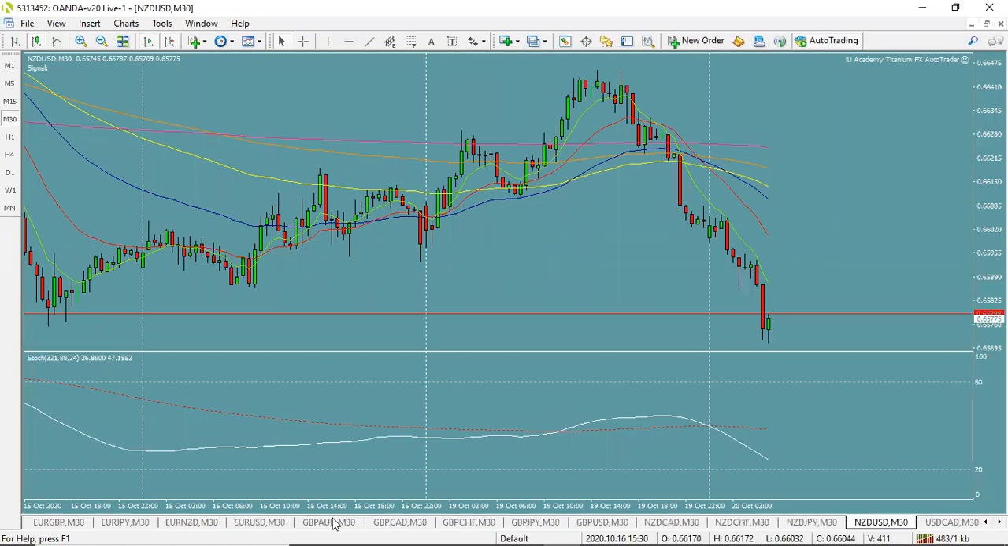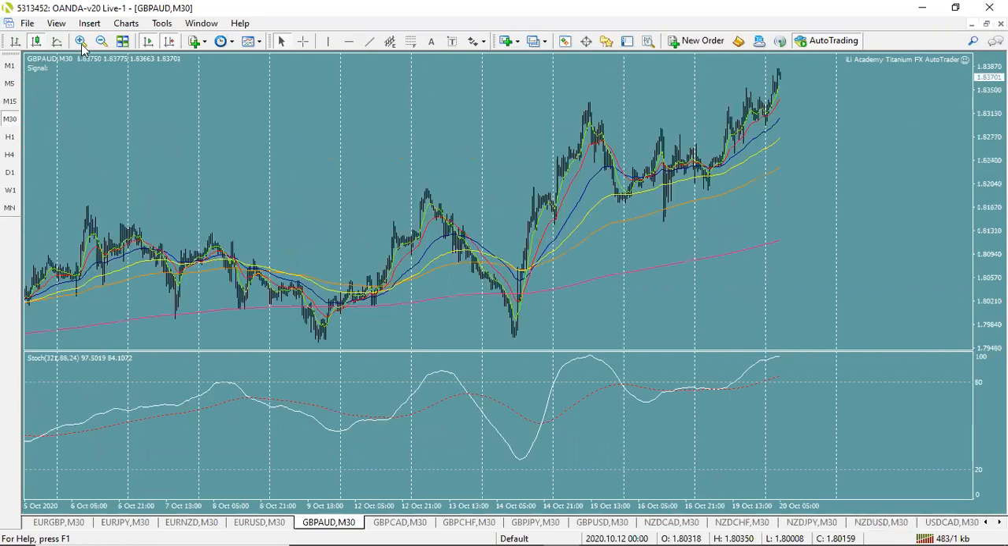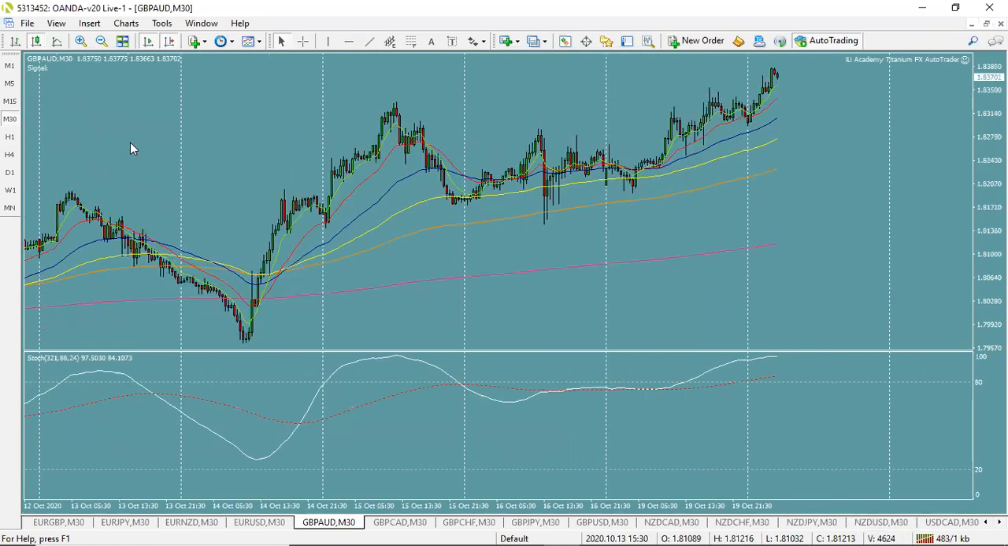What about the pound? Let's take a look at the pound. This is the pound versus the Aussie. I think we had some Aussie weakness today because the Euro Aussie did really well for us. So I really want to see, and then the pound Aussie is actually going off to the upside as well. So we're going to take a look at that and see what we've got going on here.